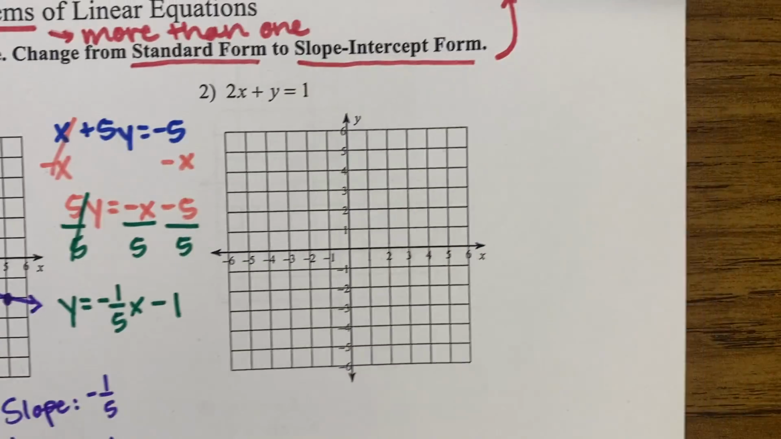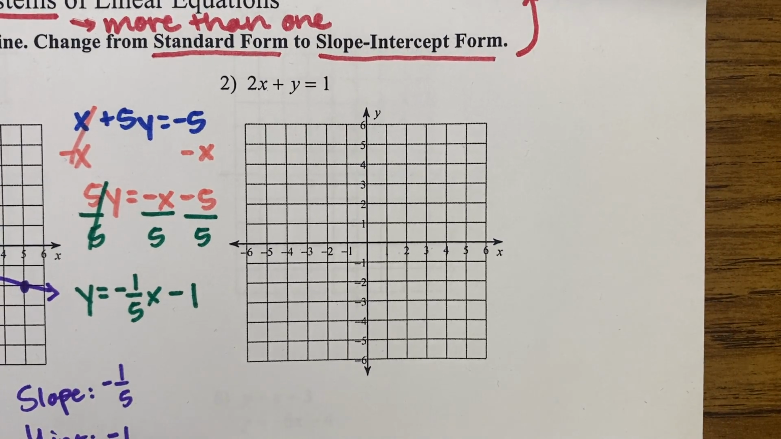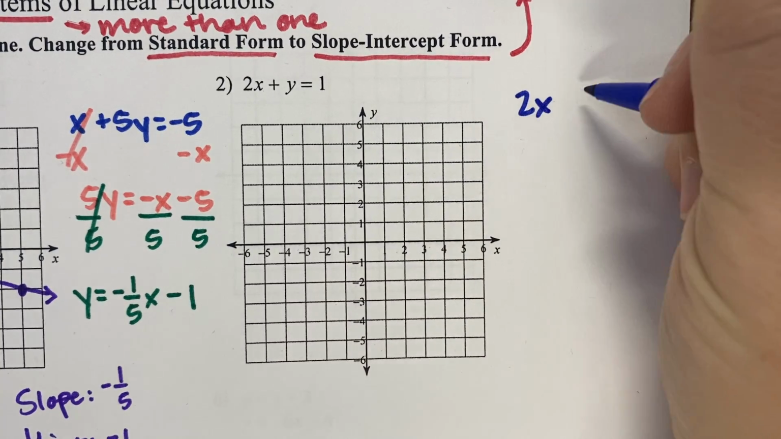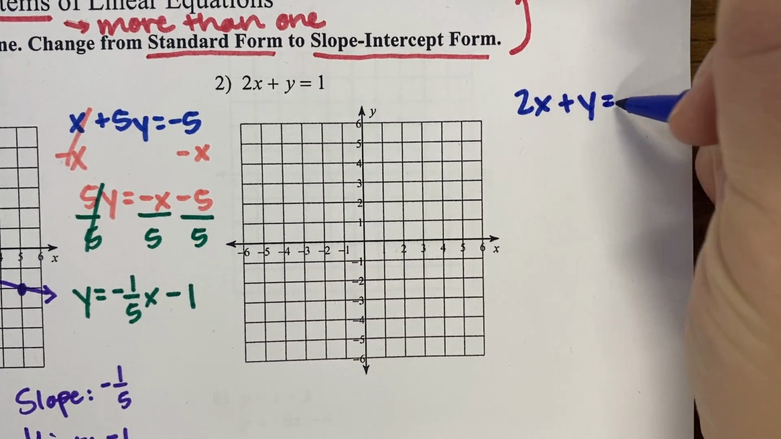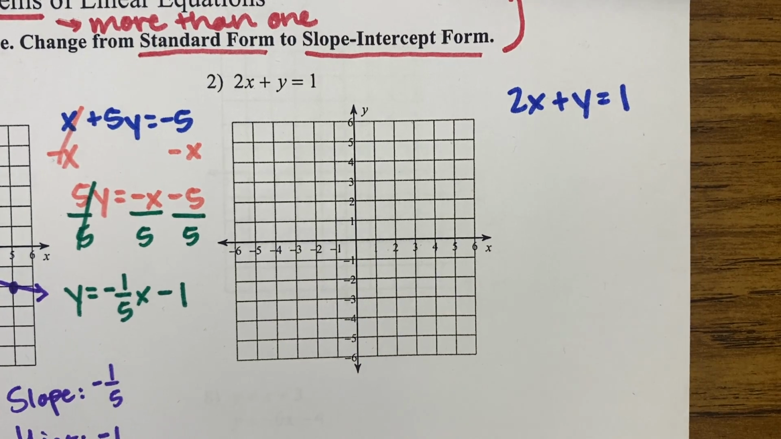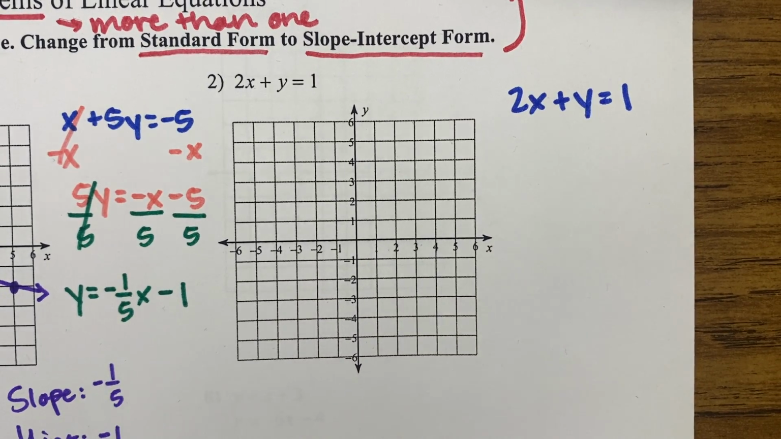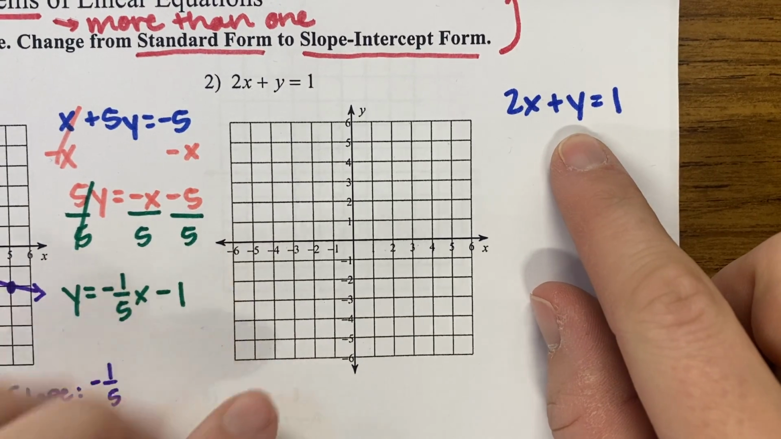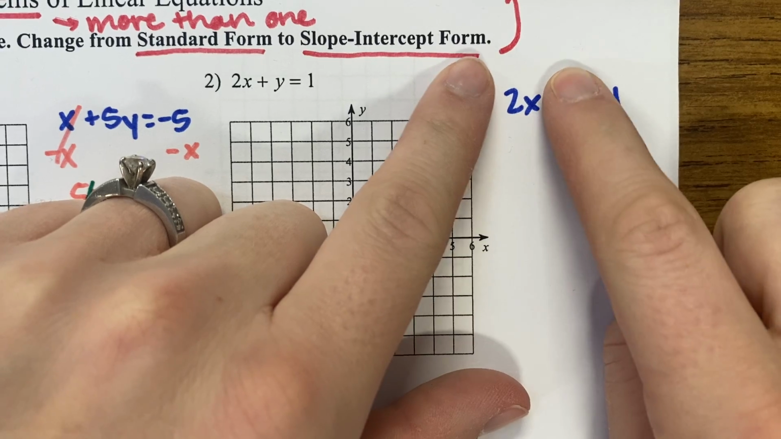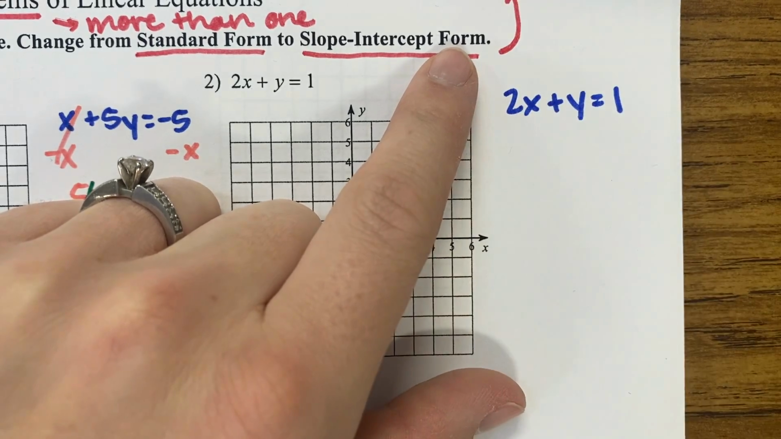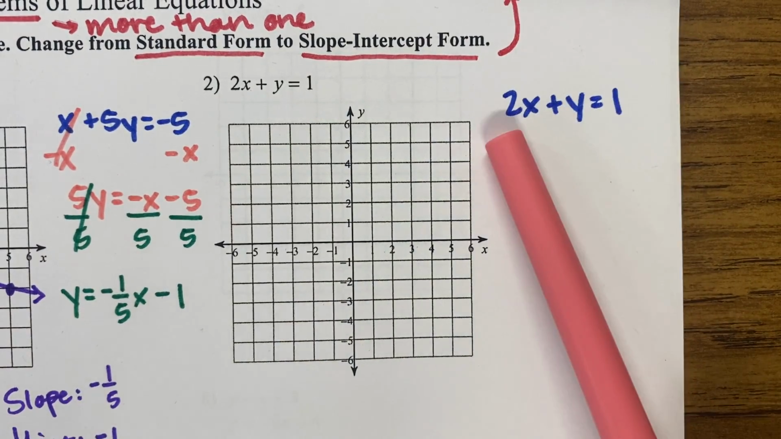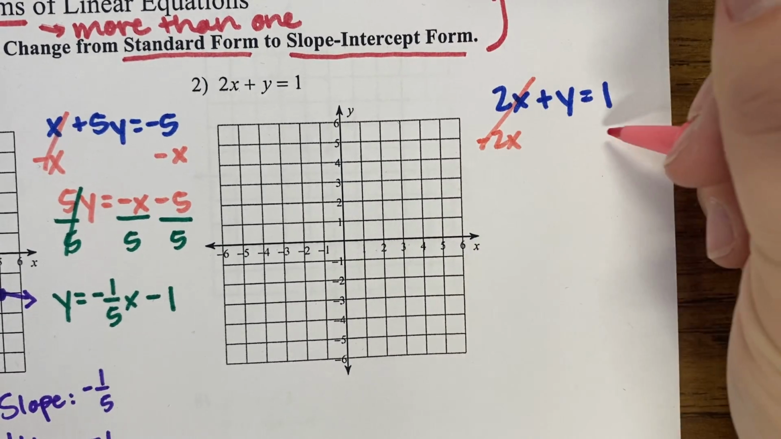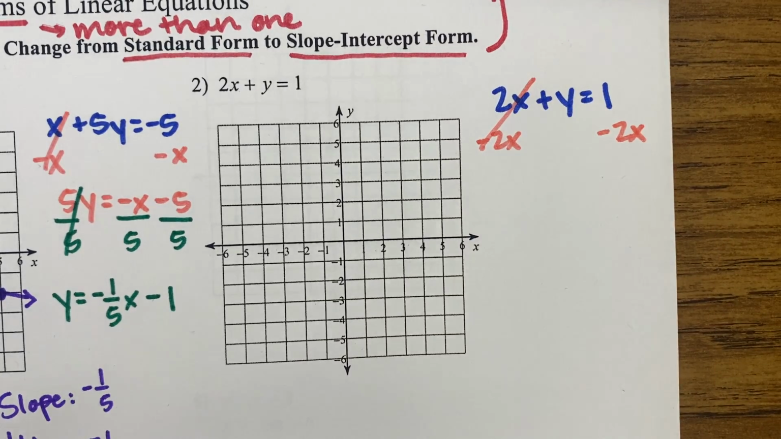Let's do that again for number 2. I'm going to rewrite it over here, giving ourselves a little more space: 2x plus y equals 1. The first thing I've got to get rid of, because we're trying to get y by itself and it's farthest away from my y, is the 2x. It's this whole piece, and we can move the whole piece. The opposite of a positive 2x is a negative 2x, so we're going to subtract it, and that moves it over to that side.